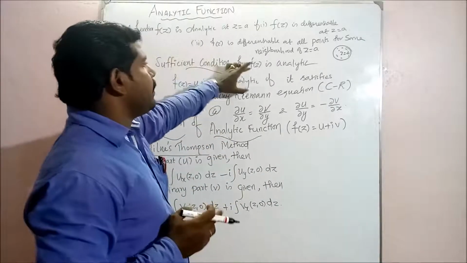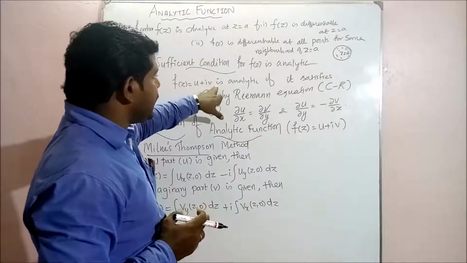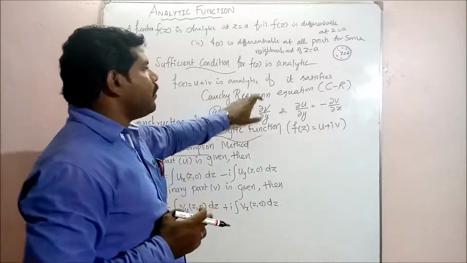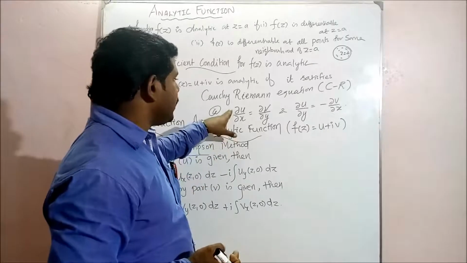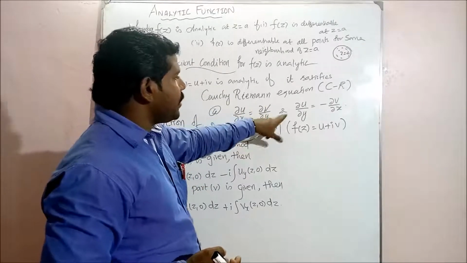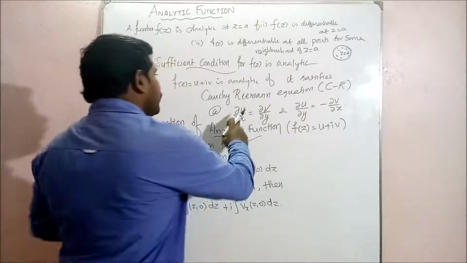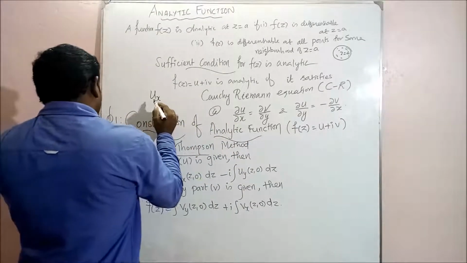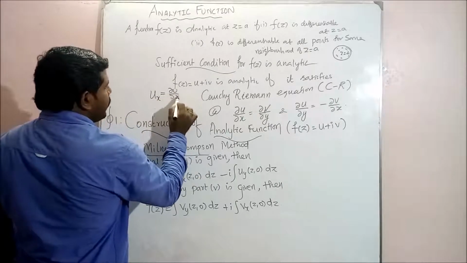The sufficient condition for analytic function is taken as f of z equal to u plus iv is analytic if it satisfies Cauchy-Riemann equation, the CR equation. So CR equation is nothing but dou u by dou x equal to dou v by dou y and dou u by dou y equal to minus dou v by dou x. So dou u by dou x is usually called as u suffix x.